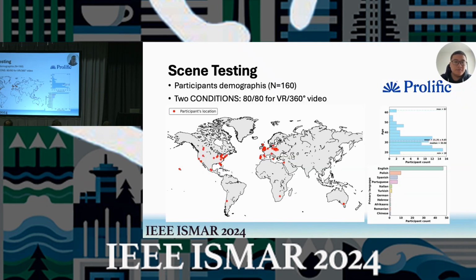And this is part of our results. As we can see, our participants are from different locations of the world. In total, we have 160 participants, 80 for each condition. One condition is the VR dataset, which is our dataset. Another condition is 360 videos, which is the existing dataset. We want to compare if our dataset is as valid, as effective as the existing ones.